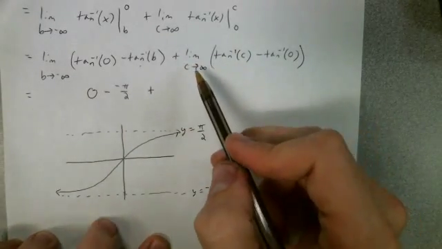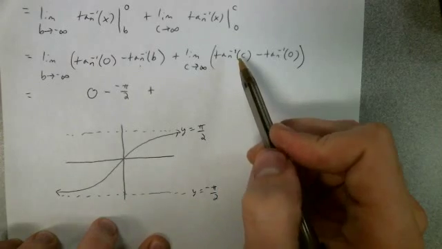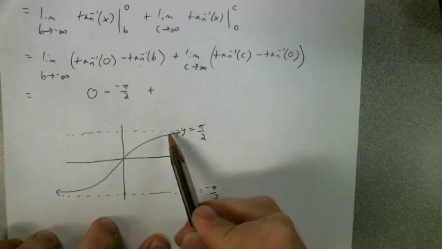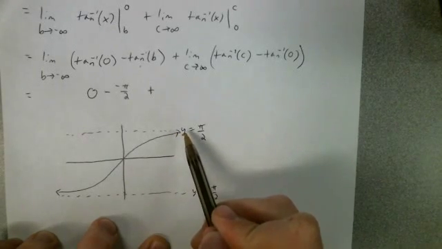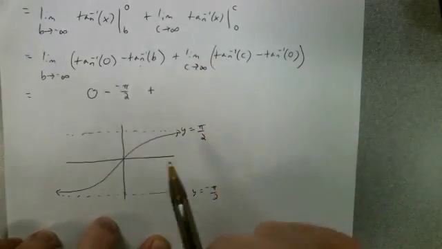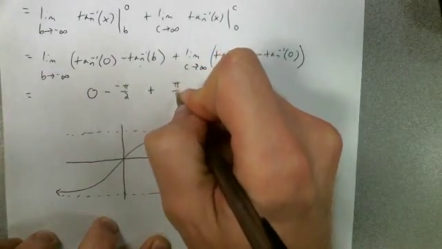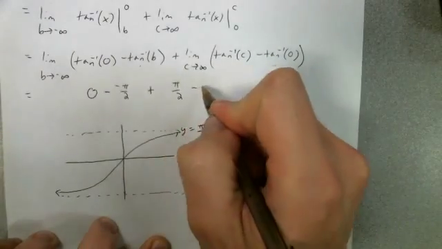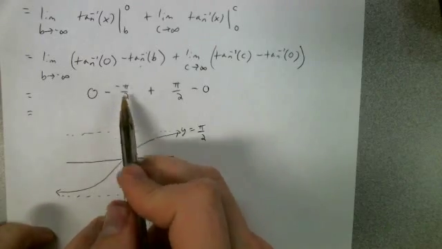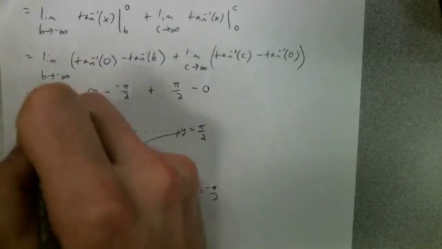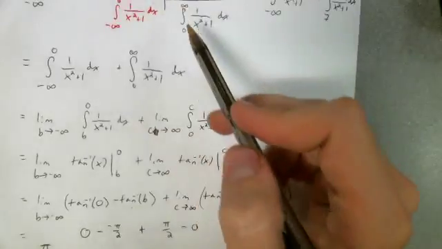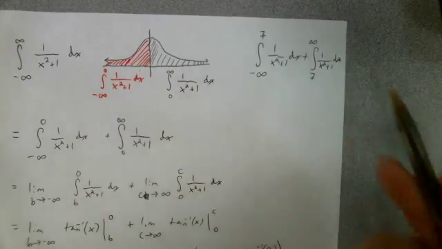Now over here, what's the limit as c goes to infinity of tan inverse of c? If you plug in bigger and bigger numbers into tan inverse, as you travel this way, tan inverse is going to spit out numbers closer and closer to pi over 2. So the limit is pi over 2, and tan inverse of 0 is 0. So we get pi over 2 plus pi over 2. That gives you pi. So there we go, pi. The total area under the curve is pi.